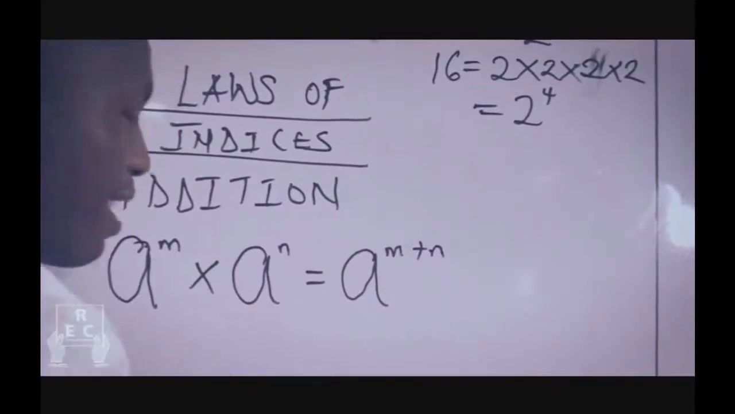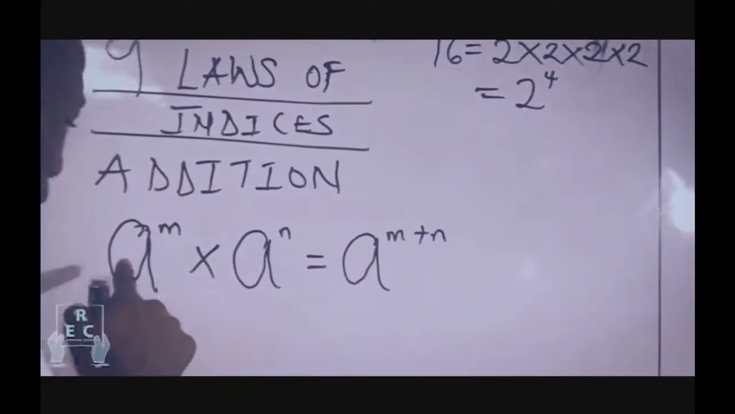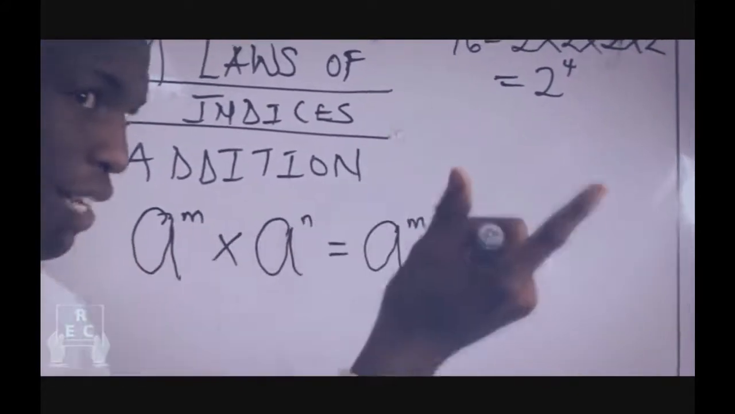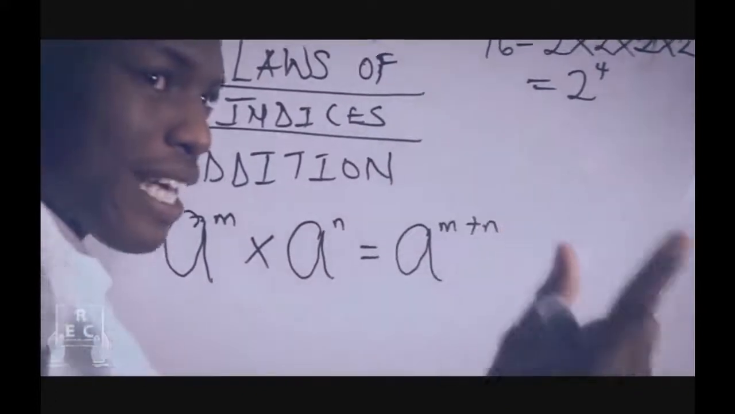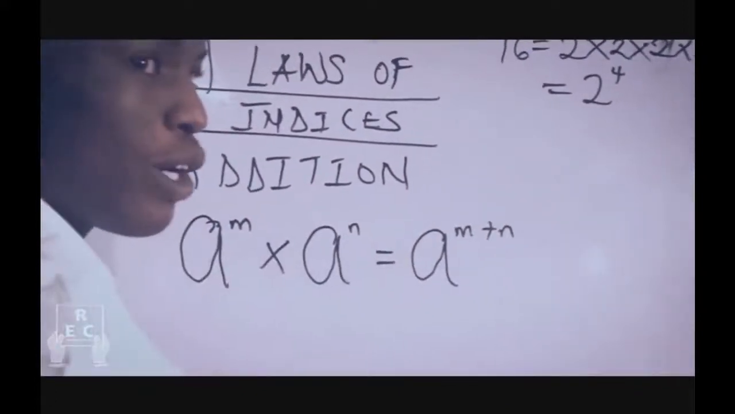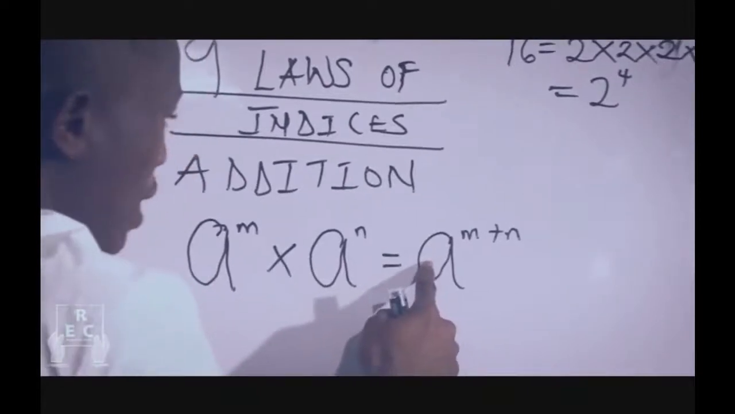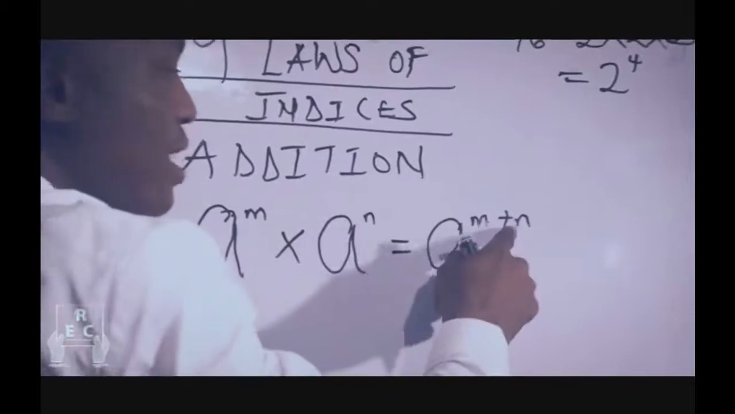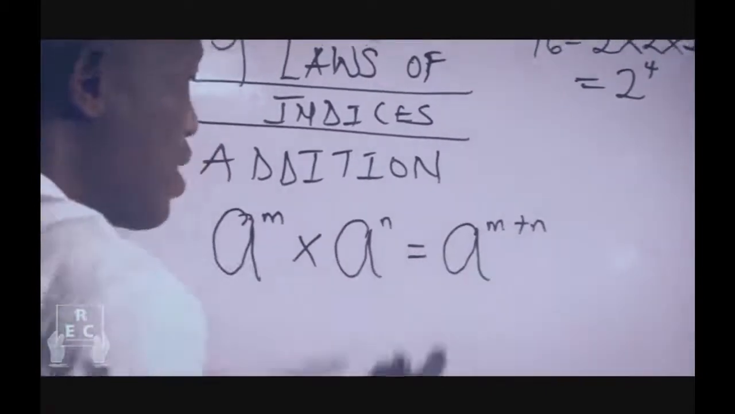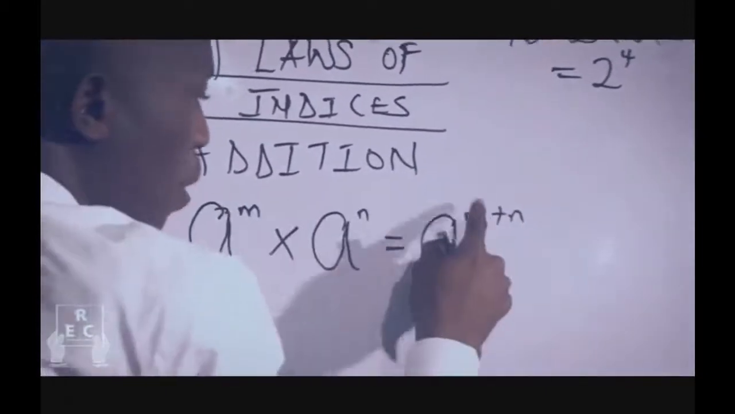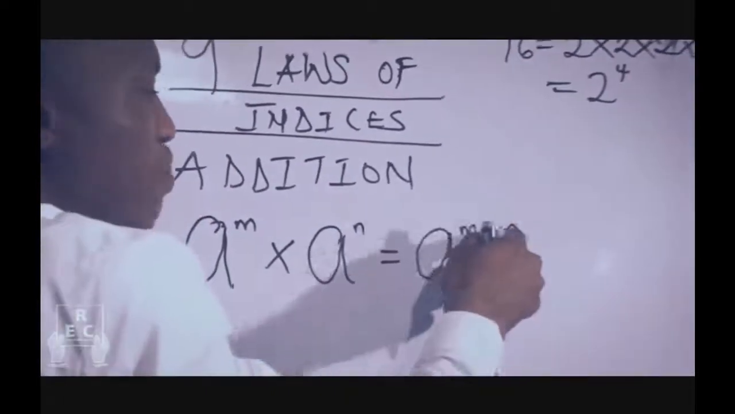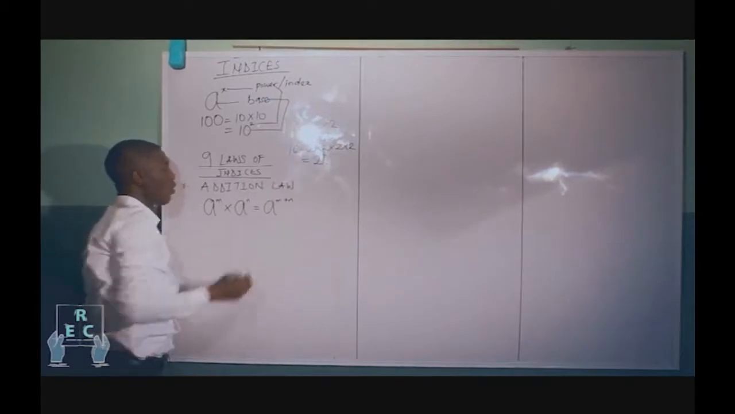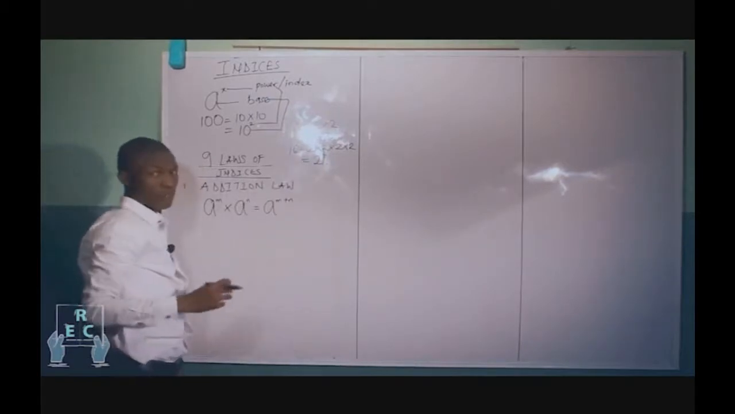What has transpired here? Look gently. A, same base, m and n, different power. When you have same base, different power, you pick one base, and the multiplication sign here changes to positive, which is m plus n. So A raised to the power of m plus n. This makes it the addition law.